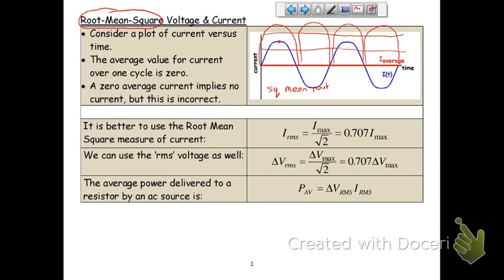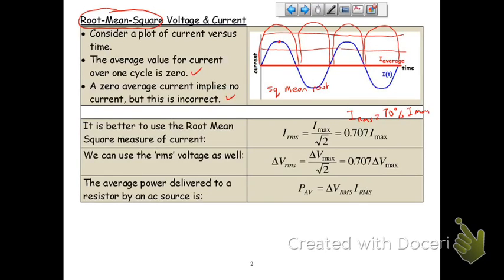So consider a plot of current versus time. The average value for the current over one cycle is 0. That's a real problem. A 0 average current implies no current, but this is incorrect. It works for voltage as well; I'm just using examples here. It is better to use the root mean square. I RMS equals Imax over square root of 2, so what I remember is my I RMS equals 70% of my Imax, and that's my figure of merit. My VRMS equals 70% of my Vmax.